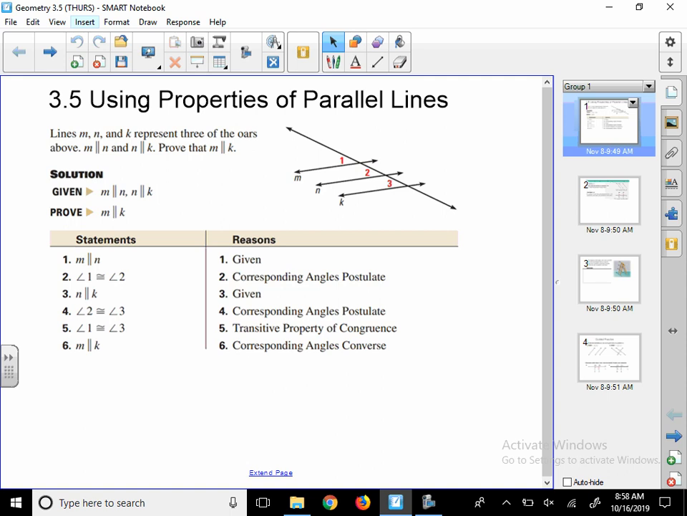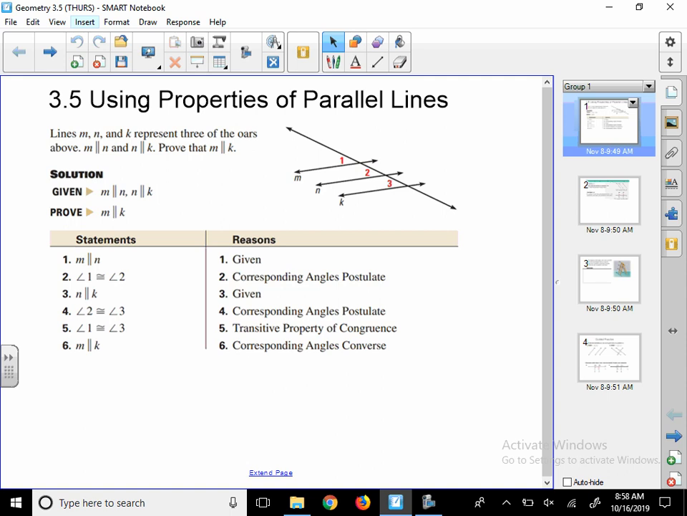really what we had was the long line here, that transversal represents a boat, and then lines M, N, and K are representing the oars of the boat. So in your book it talks about rowing a boat. So they tell you lines M, N, and K represent the three oars from that boat.